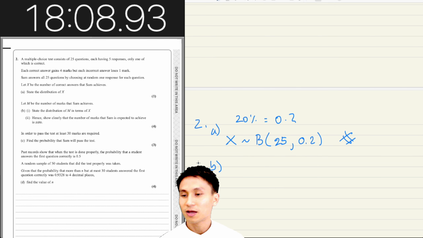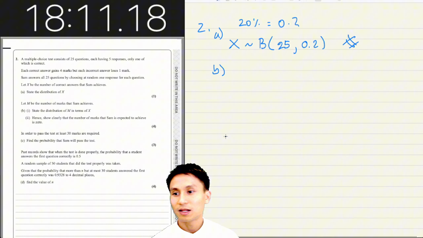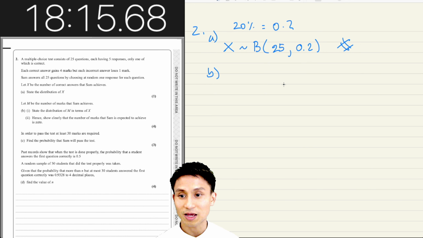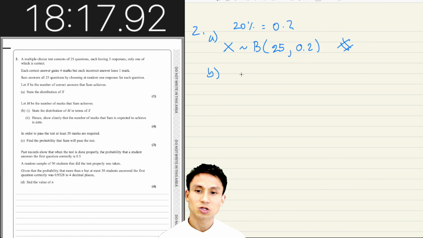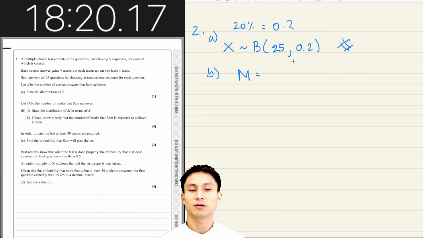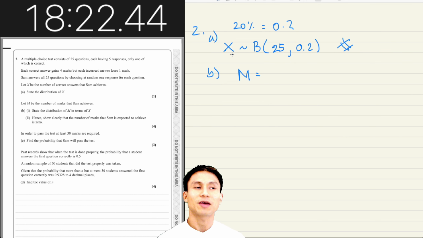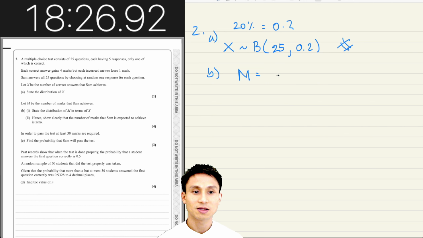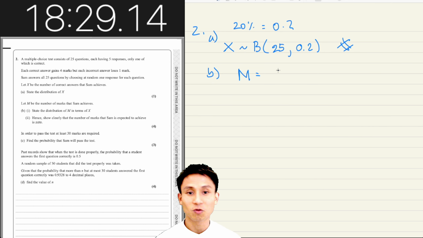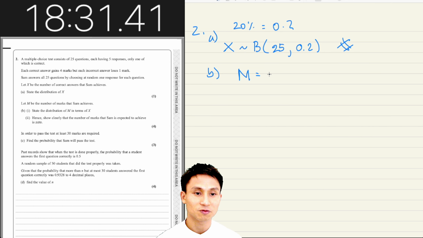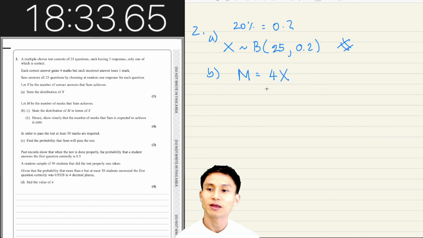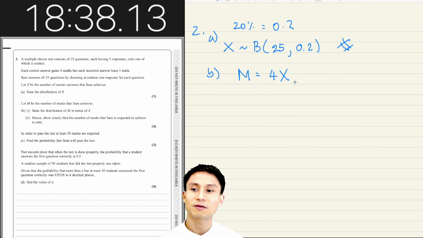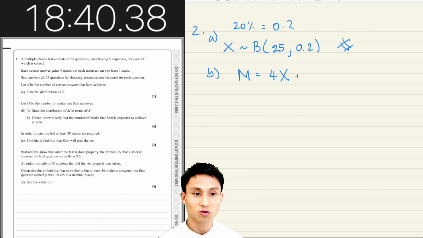That's A. B, let M be the number of marks that Sam achieves. State the distribution of M in terms of X. So M here will be equal to, if X represents the number of correct answers, we have to multiply X by 4 because each correct answer gains 4 marks, so 4X there. But then he would lose 1 mark for each wrong answer. So we've got to do minus, right?